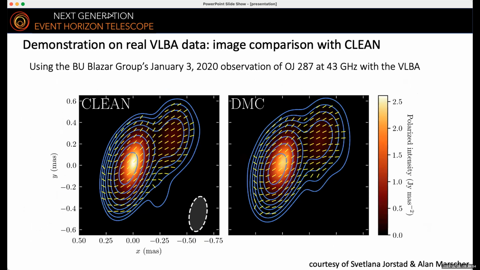Here's now a demonstration from the DMC paper of an application to real data. In this case, a 43 gigahertz observation of OJ287 from the Boston University Blazar group. And we can see some really nice consistency here between the polarized structure obtained using both CLEAN and DMC when both images are convolved with the same restoring beam. I'd just like to thank Svetlana Jorstad and Alan Marscher for providing both their polarimetric image reconstructions as well as their pre-leakage calibrated data set for the purposes of this comparison.